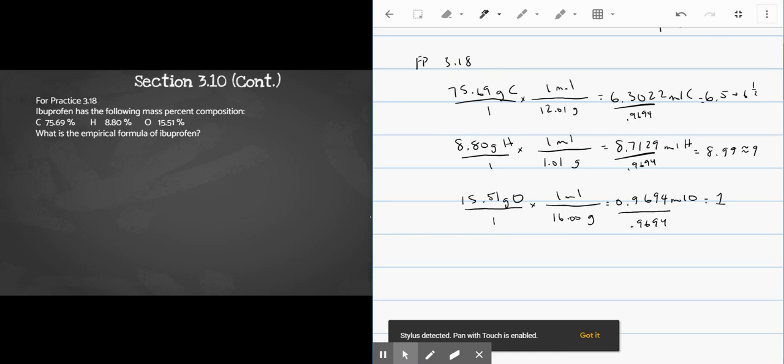Since it's 1/2, we have to double everything. So we're going to multiply by the denominator of 2. So that's 13 times 2, times 2, and times 2. So C is going to be 13, H is going to be 18, and O is going to be 2. So this is our final answer for the empirical formula of ibuprofen.